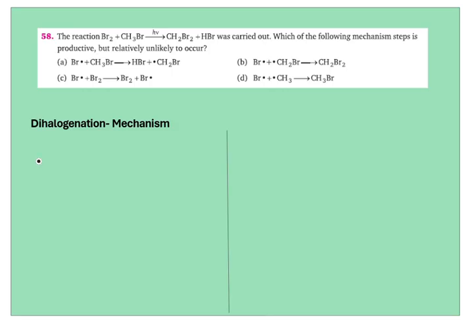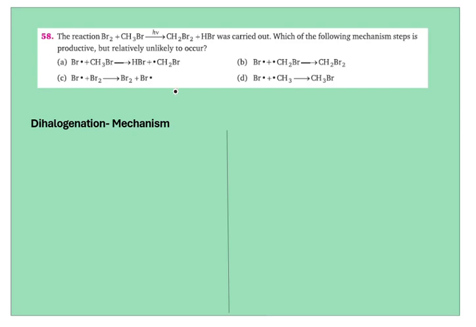In this video, I am going to explain the mechanism of the halogenation reaction with an example. First, let's read out the question. The reaction of bromination of bromomethane gives you dibromomethane. Which of the following mechanism steps is productive but relatively unlikely to occur?